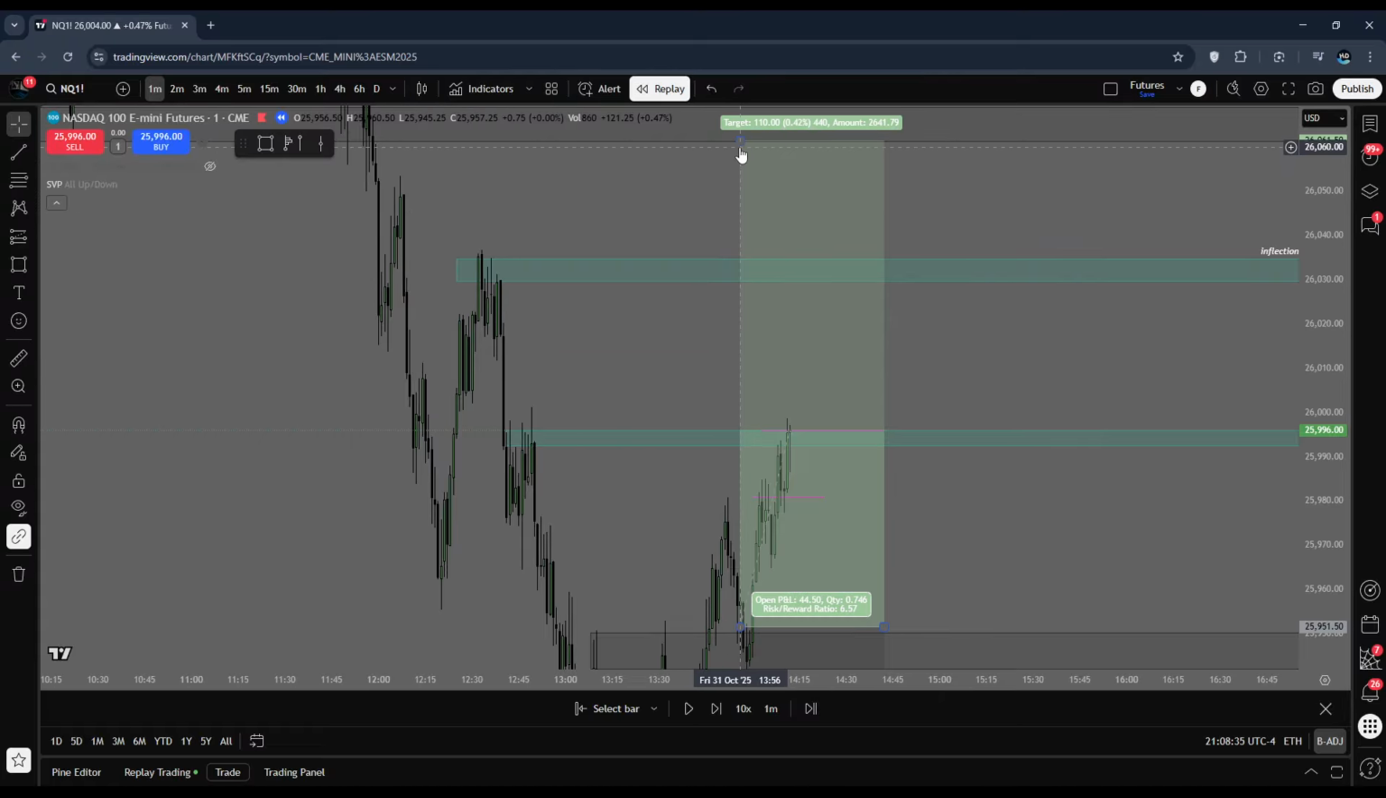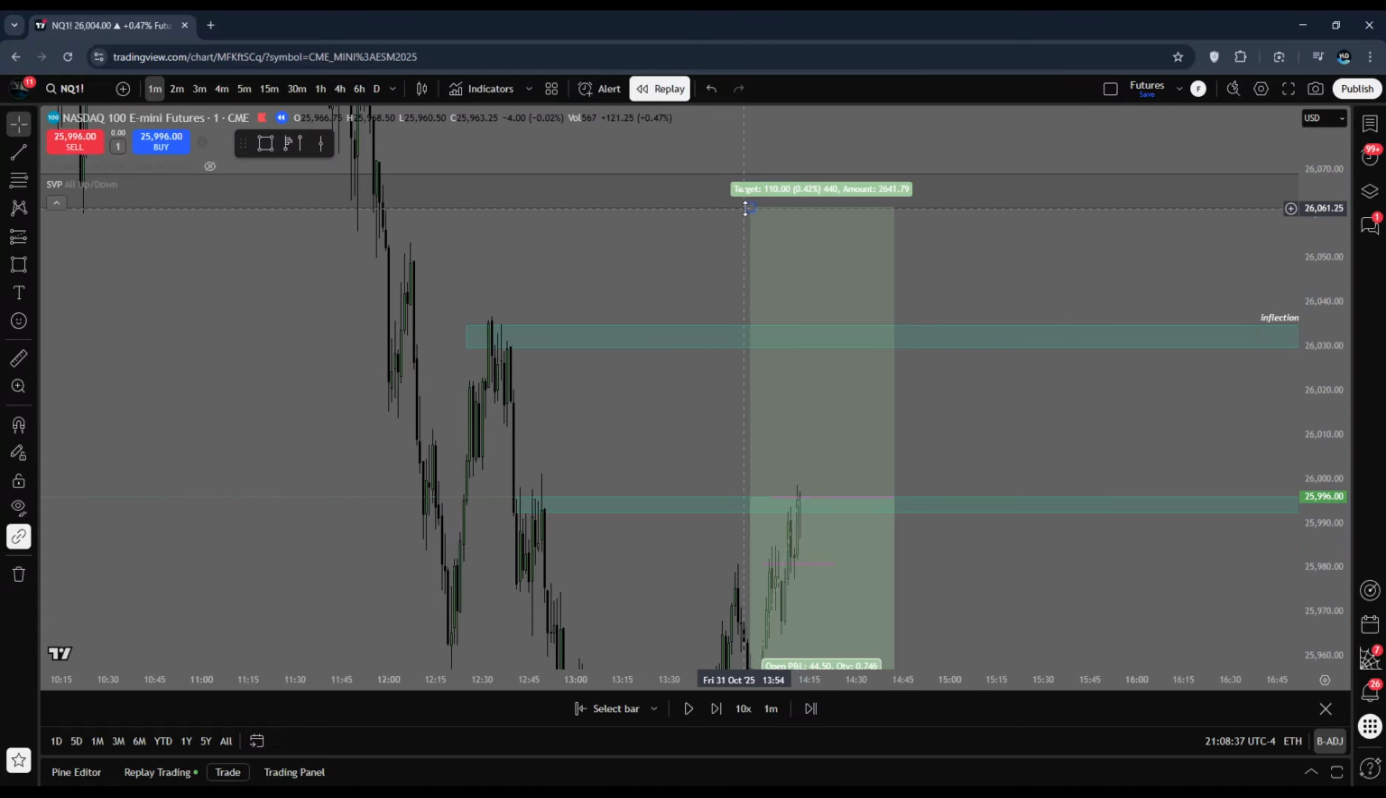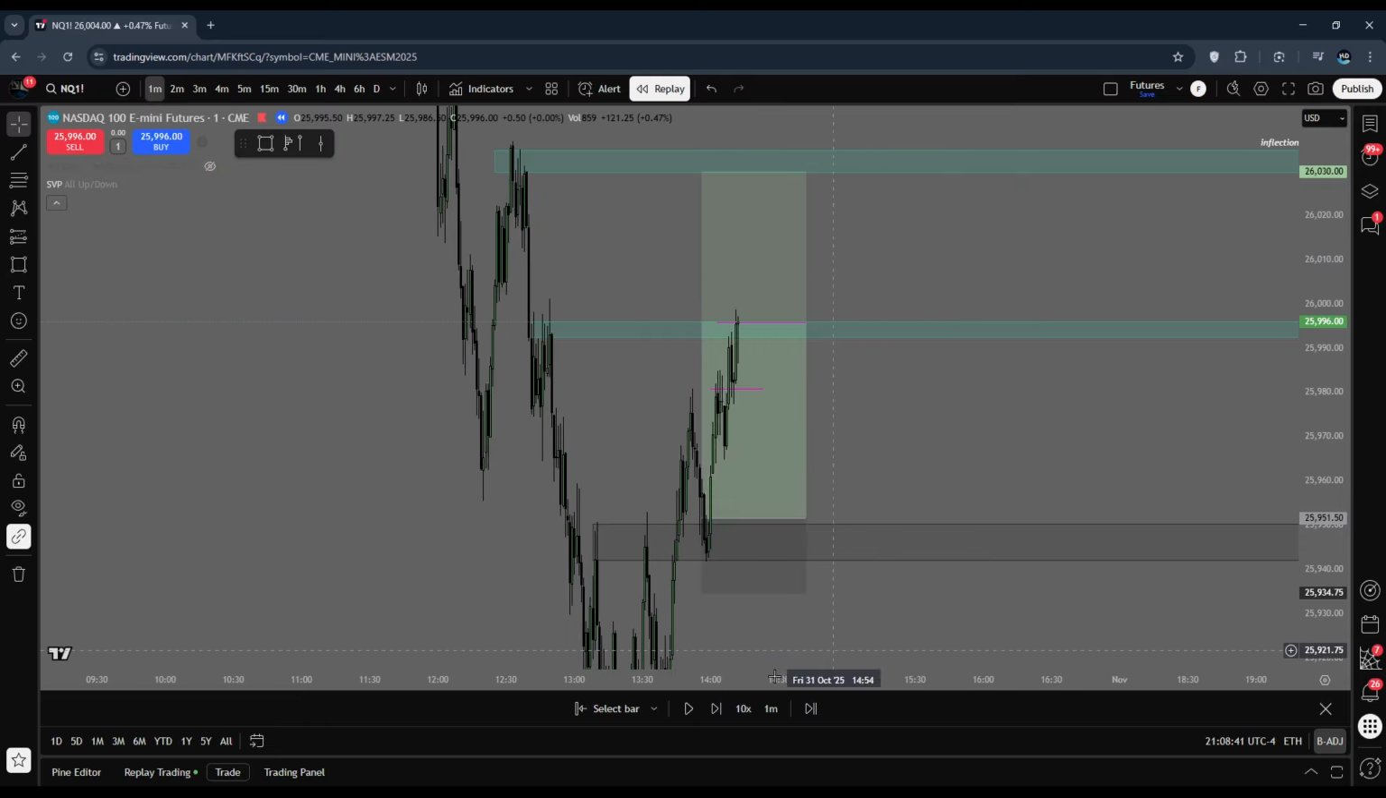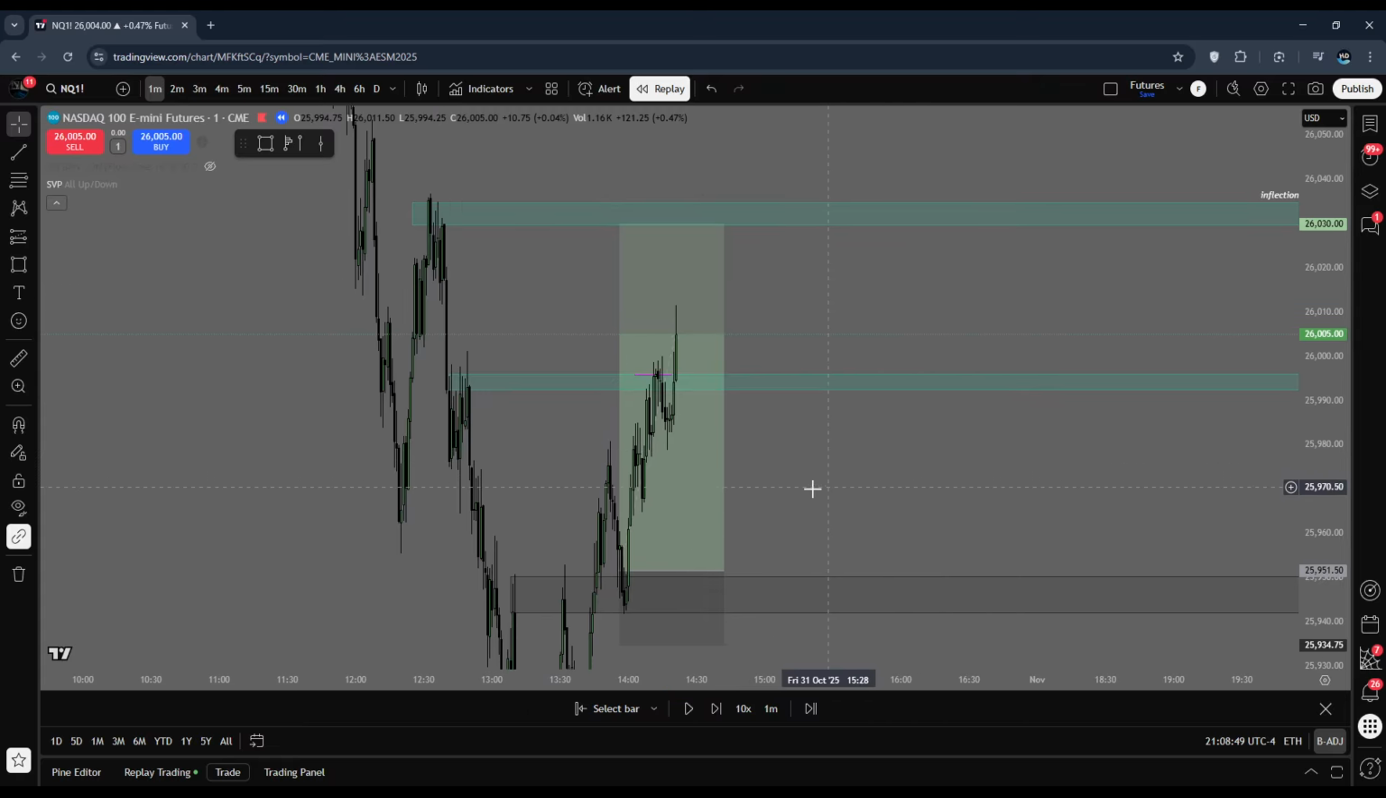And then you could have this as your final target. 100 points is pretty big. I'd have like 78 points. This is a very nice target. As you can see, you have a rejection here. That's why you scale out of your positions. Take your partials off.